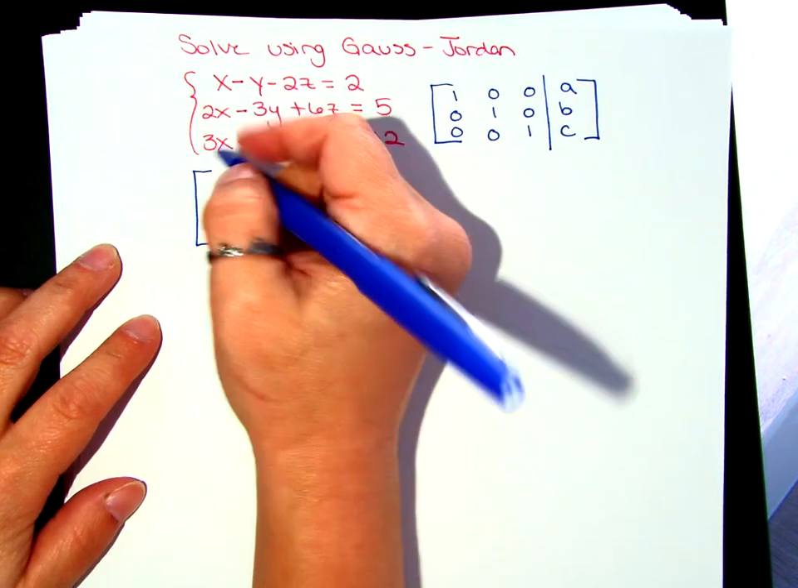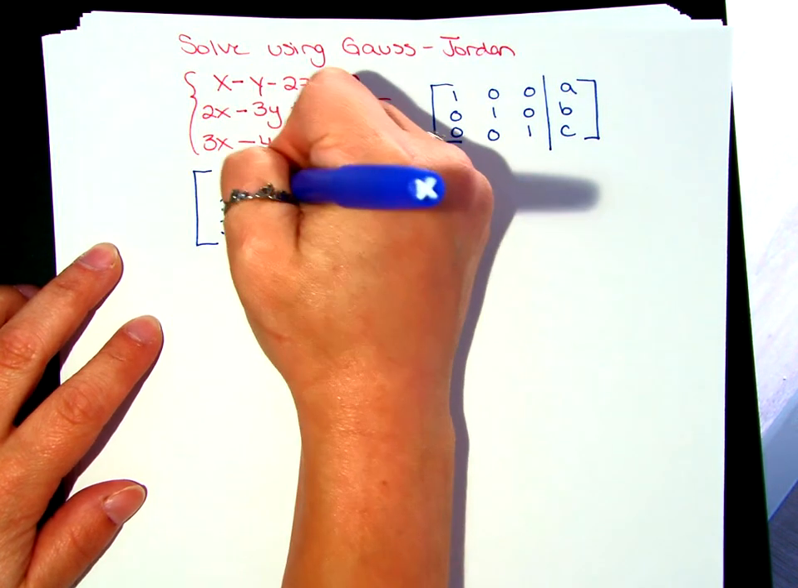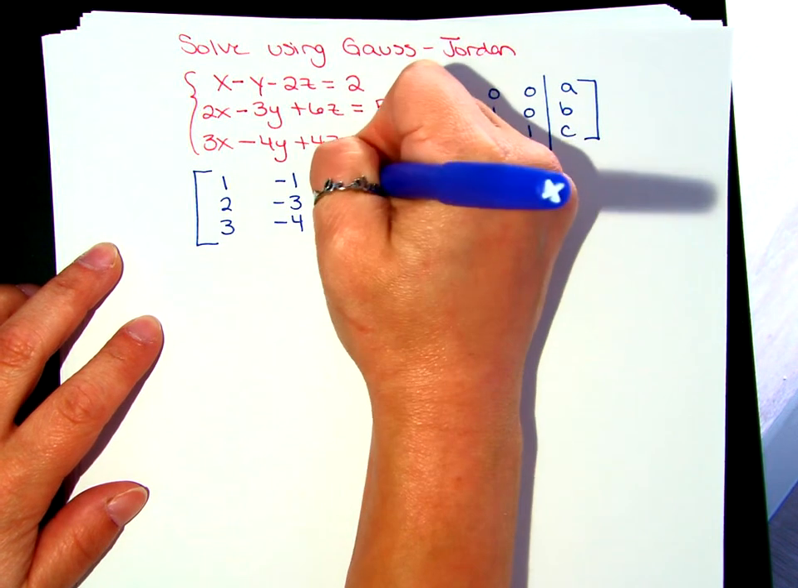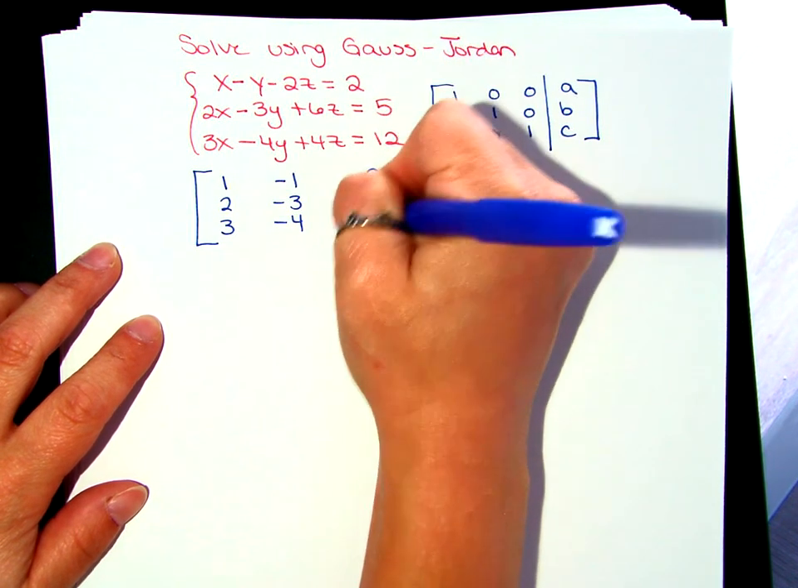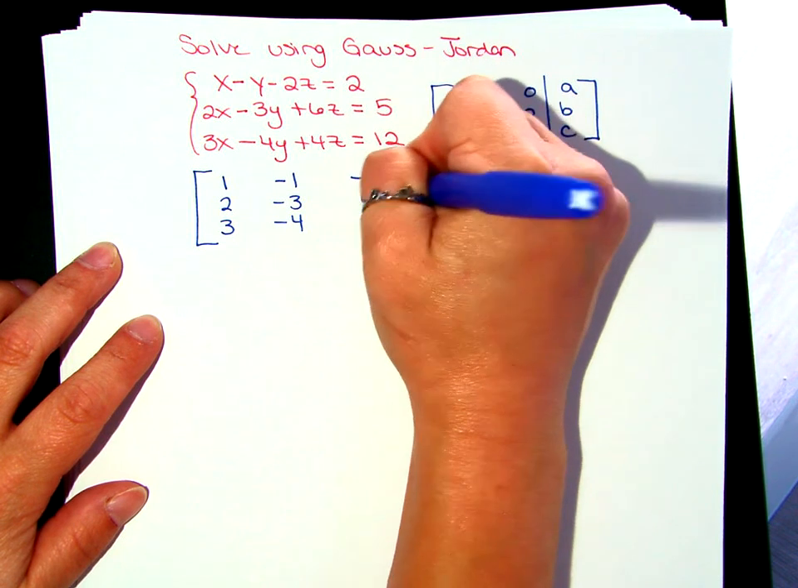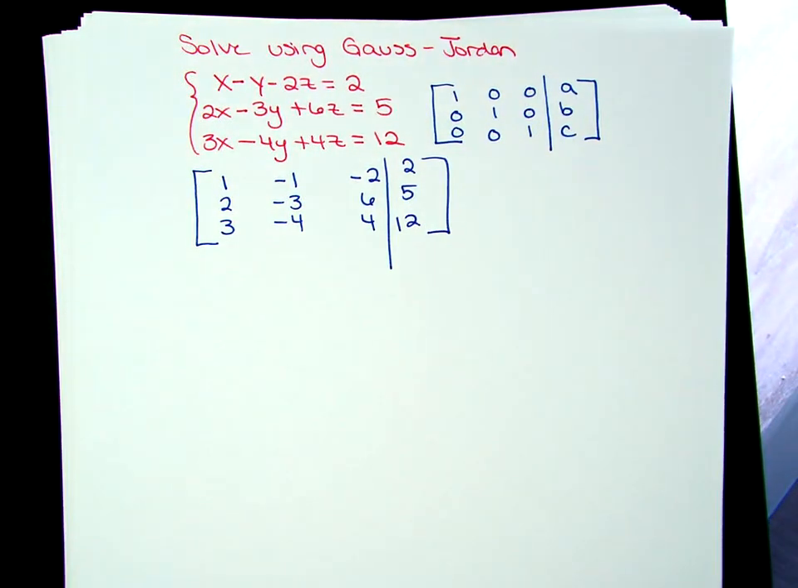So my x coefficients are 1, 2, 3. My y coefficients are -1, -3, -4. My z's are -2, 6, and 4. Then we do our vertical bar, 2, 5, and 12. And there's our augmented matrix for this system.